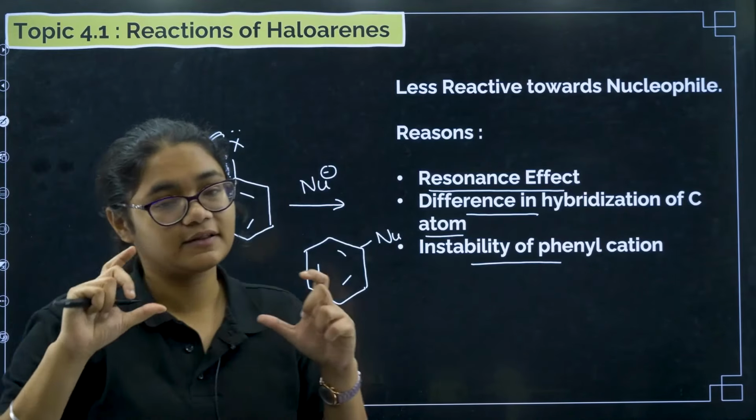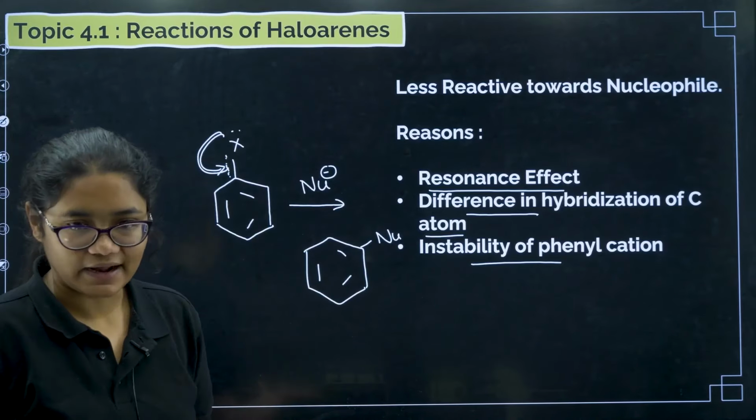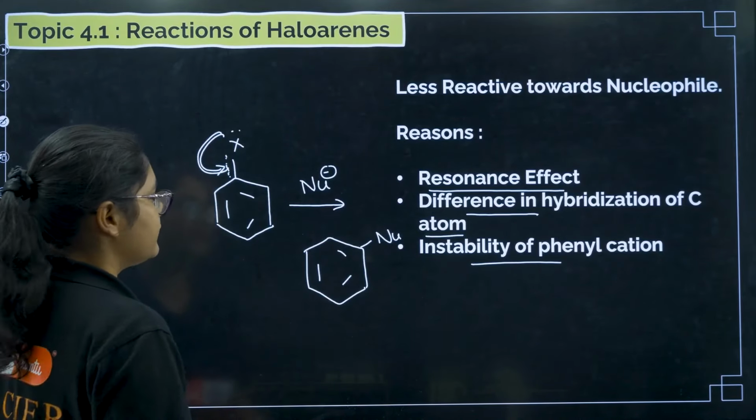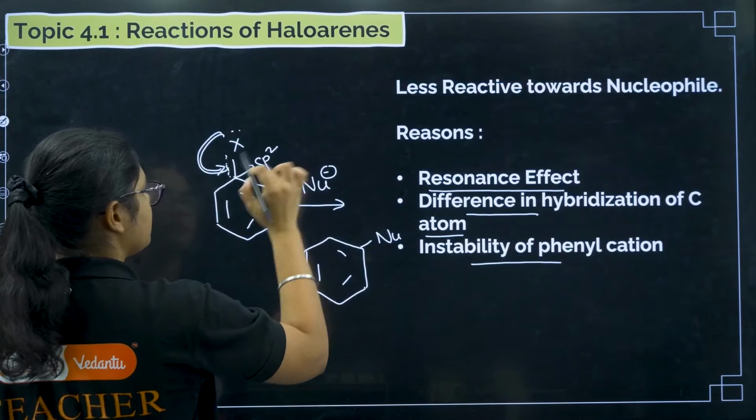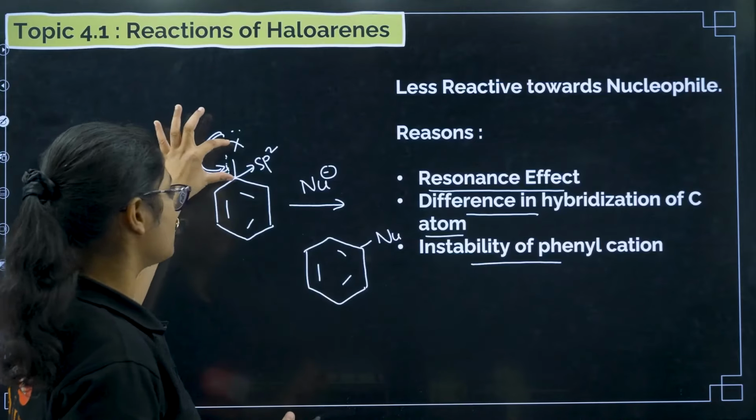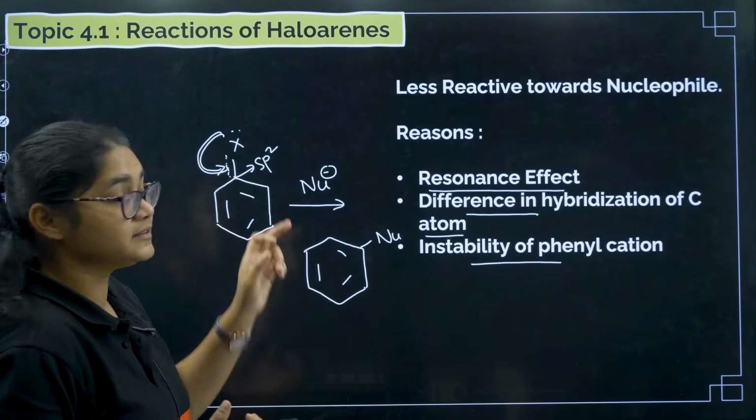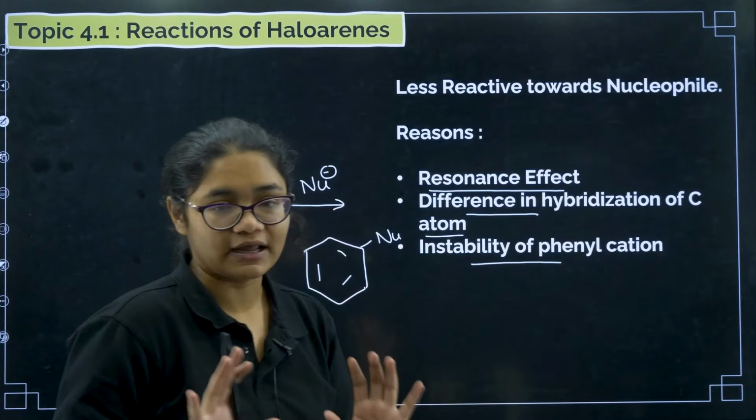When a double bond is there, the bond is very strong, so a nucleophile cannot just remove this X like that. Okay, that's the first thing. The second reason was the difference in carbon hybridization. This carbon is sp2 hybridized. Sp2 hybridized means it is more electronegative, so this bond is again very strong because of the sp2 hybridization of the carbon. The third one is the instability of the phenyl carbocation.